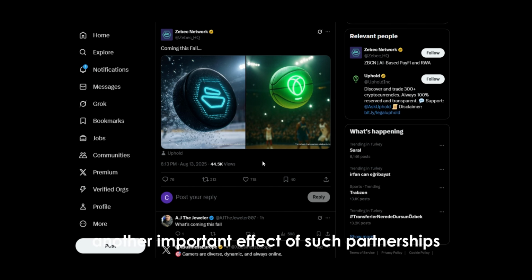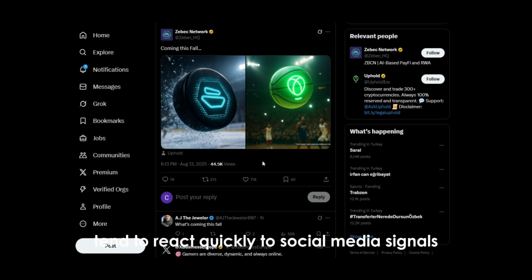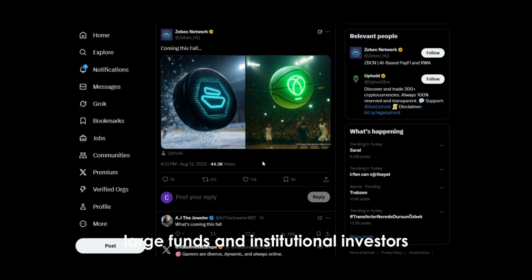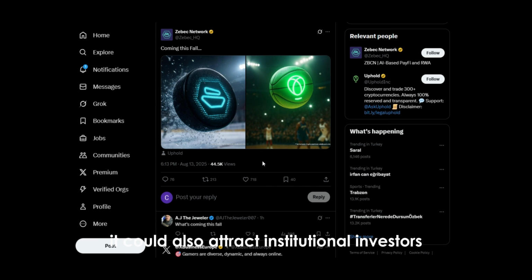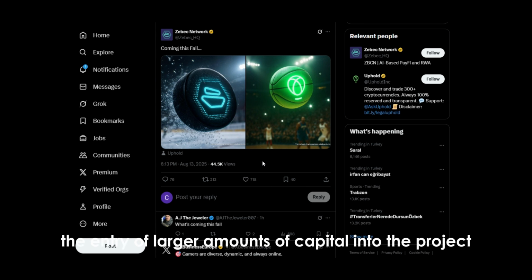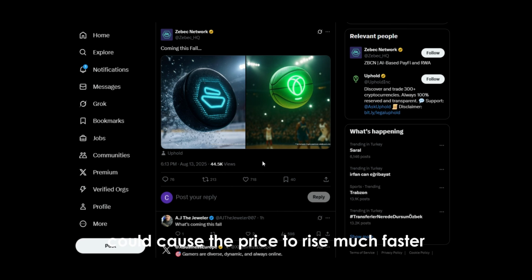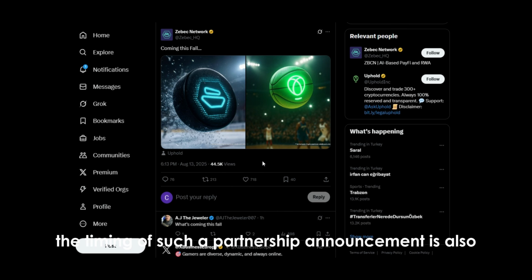Another important effect of such partnerships is attracting institutional investor interest to the project. While small investors tend to react quickly to social media signals, large funds and institutional investors generally wait for concrete developments such as official partnerships and reliable exchange listings. If a partnership between Zbcn and Uphold truly begins, it could also attract institutional investors. The entry of larger amounts of capital into the project could cause the price to rise much faster and more strongly. The timing of such a partnership announcement is also important.